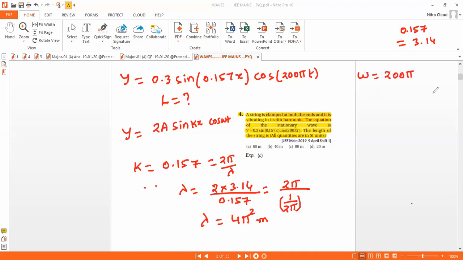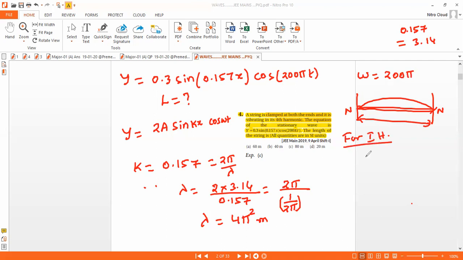I need to find the length. Since it is the fourth harmonic, initially the string is clamped at both the closed ends. Whenever it is closed, here it will be a node and here it is also a node. For the first harmonic, this is the length L, so I can write L is equal to lambda by 2.